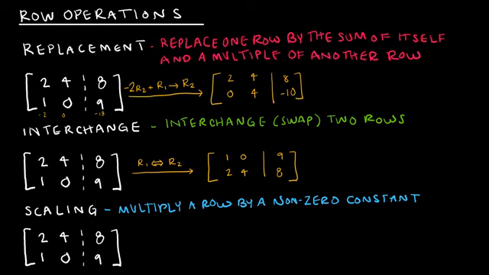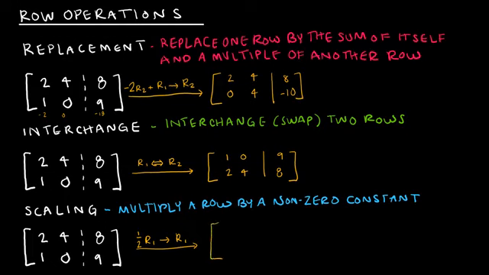And lastly, we have scaling. Scaling, again, is just multiplying a row by a non-zero constant. So a great example here would be row 1. Obviously, these are all multiples of 2. So I can just say, let's take half of row 1. And again, I have to put my new target row, which is, again, row 1.